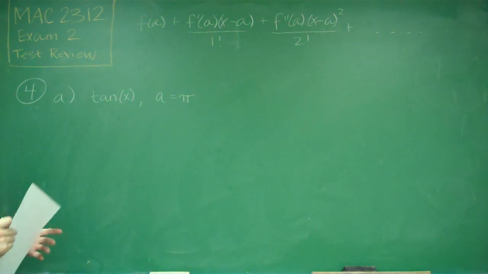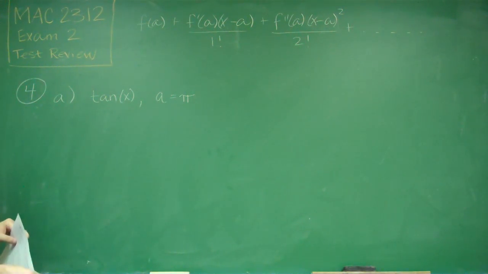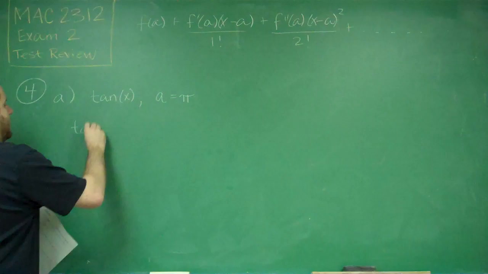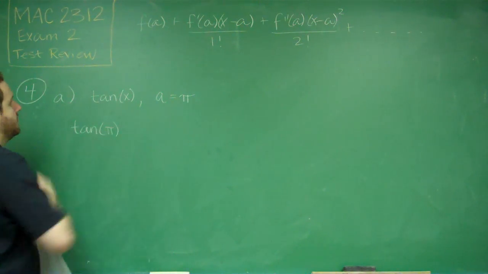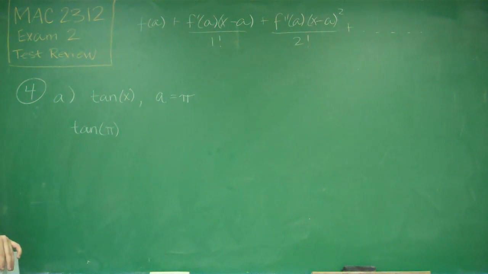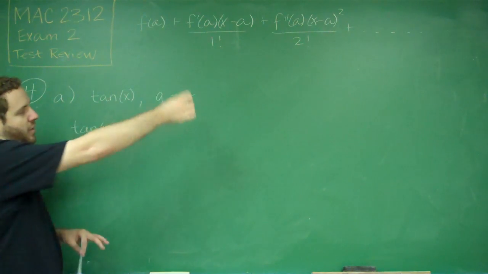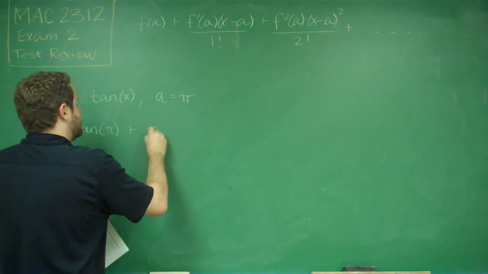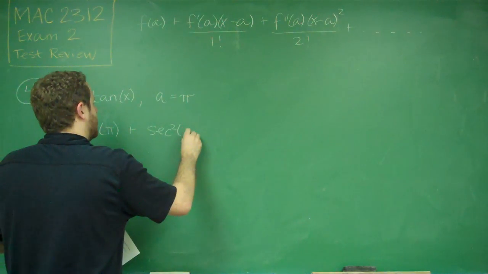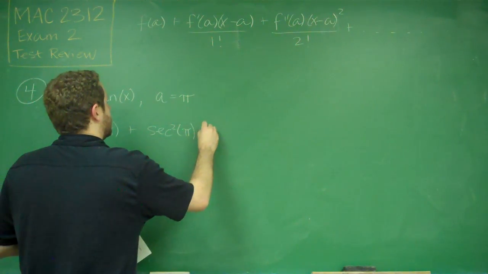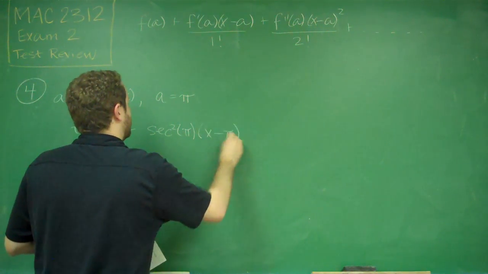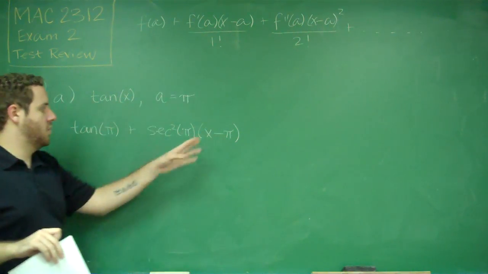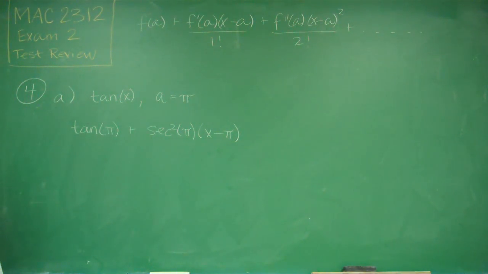So let's just use the first term. The first term is simple. We would just do tangent of pi. The second term, I'm going to write these all out and then we'll evaluate them at the end. The second term is the derivative of tangent. Recall the derivative of tangent is secant squared. So we would have secant squared of pi times x minus pi. 1 factorial is just 1, so I'm not going to write that there.